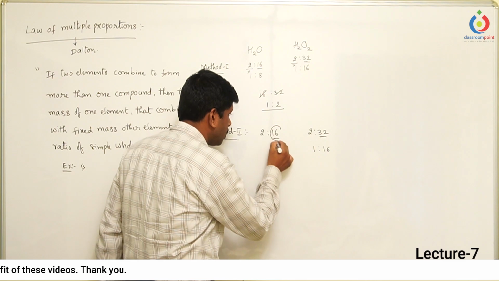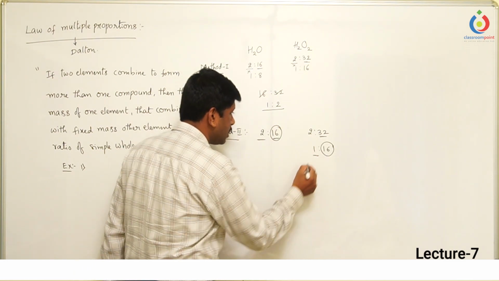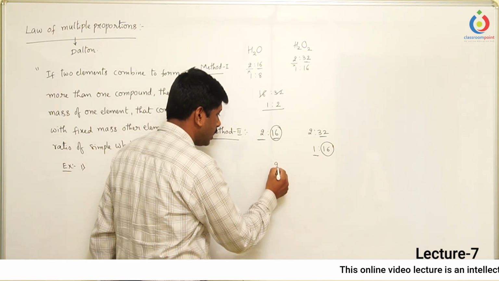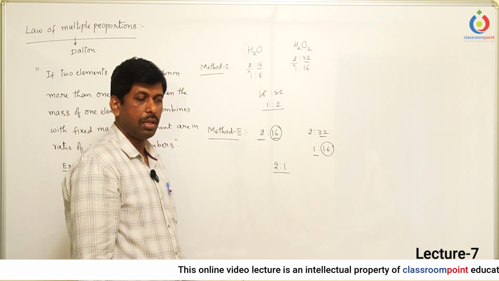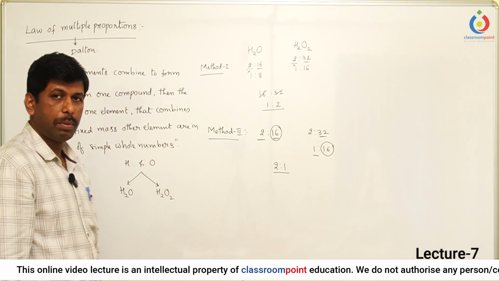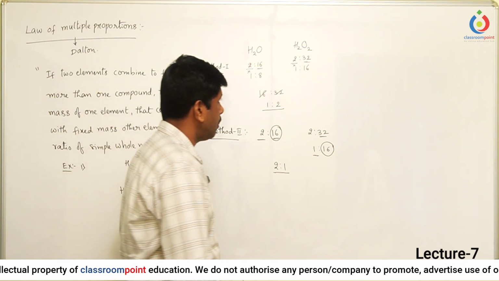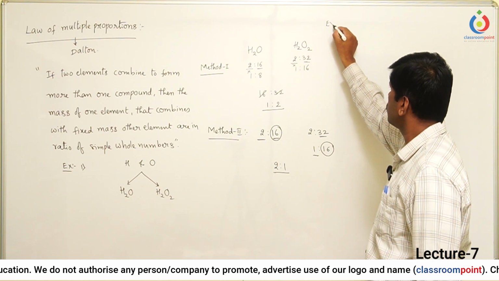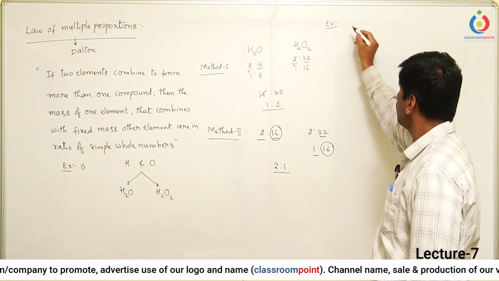So whose mass is fixed now? Oxygen mass is fixed. Whose mass is not fixed? Hydrogen mass is not fixed. You take the hydrogen mass ratio. So that is 2:1. It is also a simple whole number ratio. So like this, we have to understand the law of multiple proportions. Let us try to see other examples of the law of multiple proportions, and how to understand these examples also we shall discuss now.